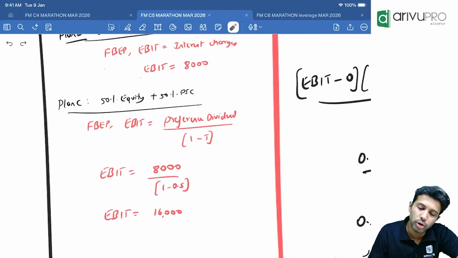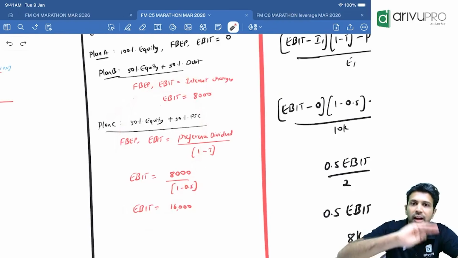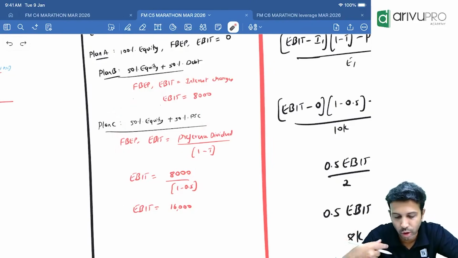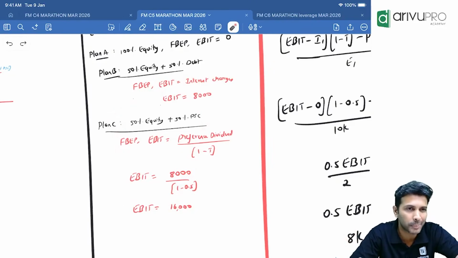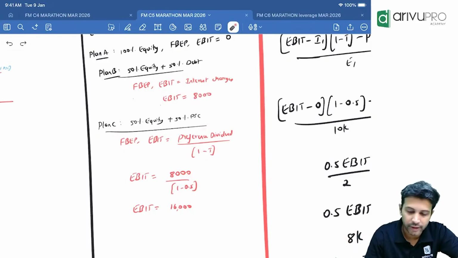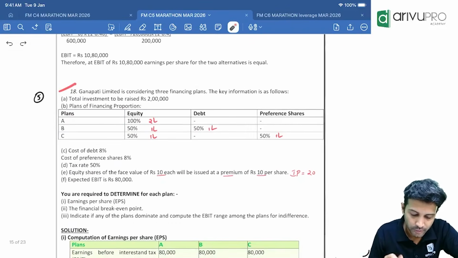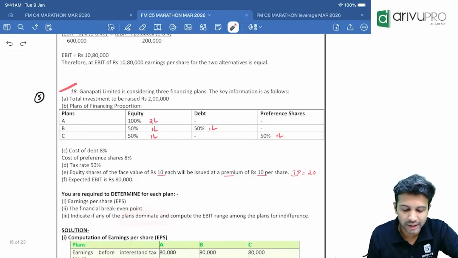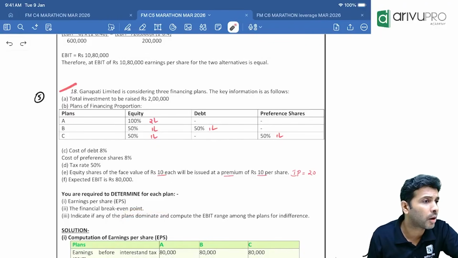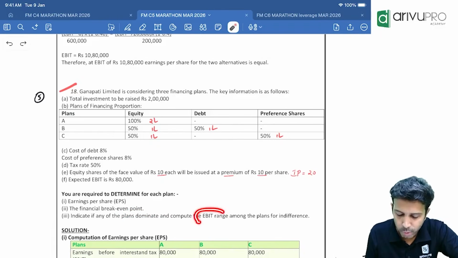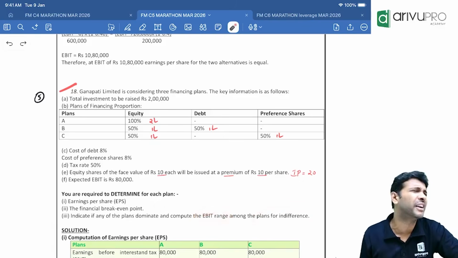Usually the financial break-even point, they will either ask as a 1 or 2 marks MCQ or club it with a bigger question. A separate question will not come. Done. Next, they asked the indifference point. Maybe I'll read the data for you. Indicate any plans dominate and compute the EBIT range among the plan of indifference.